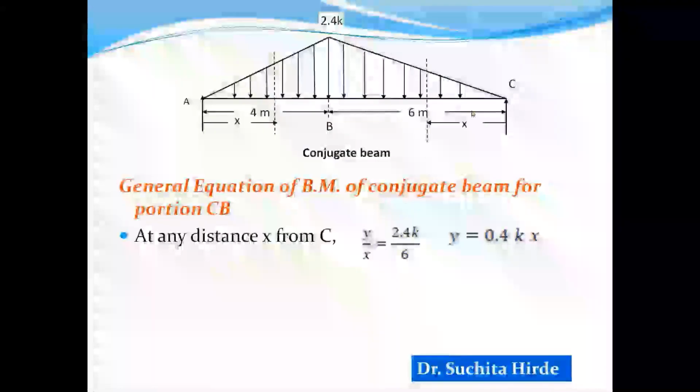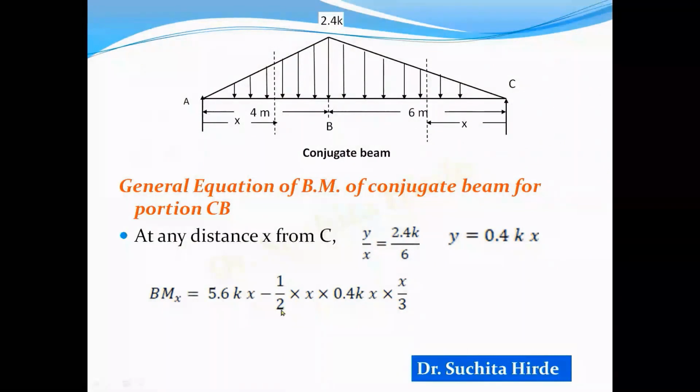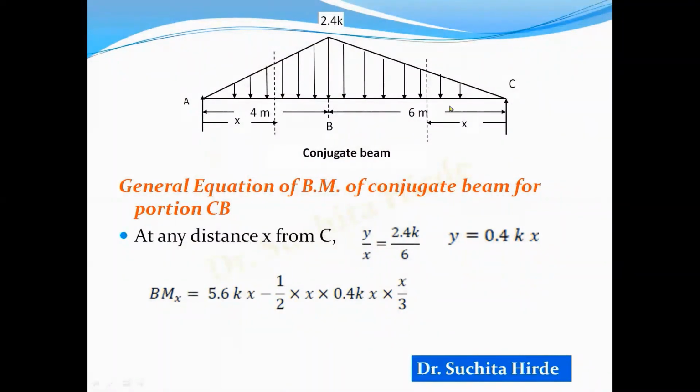And therefore, first of all, we have to calculate this y upon x is equal to 2.4 k upon 6. So from this you will get y is equal to 0.4 k into x. Then you can write the equation similar to earlier. So bending moment at this distance x is equal to 5.6 k, the reaction here, multiplied by x, force into perpendicular distance. This is the bending moment due to reaction at C, and this is the bending moment due to this small triangular portion.